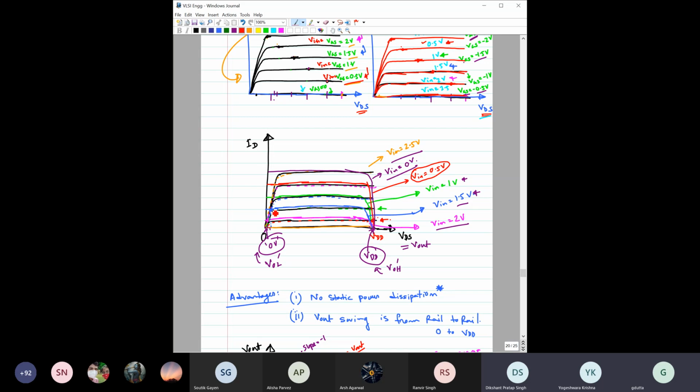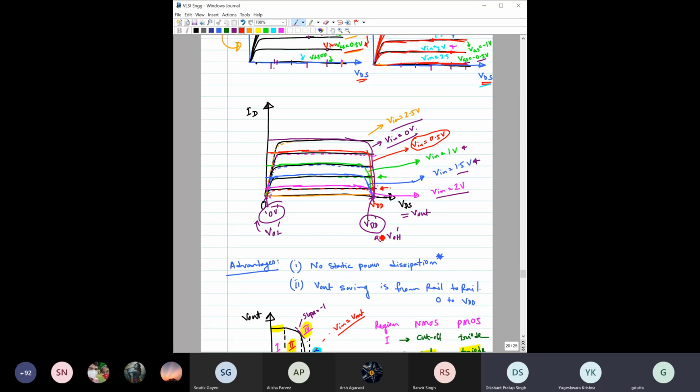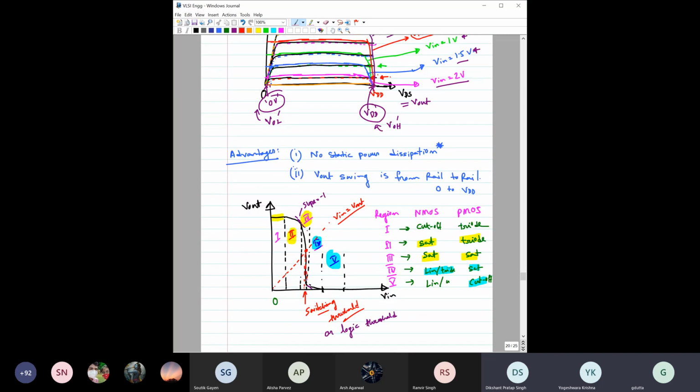Like that we have done. This point, this point, and after that it will go to this. It will start from here, go to here, then from this point to this point. From this voltage transfer characteristic, it is quite clear that this point is nothing but VDD. So VOH is equal to VDD, and VOL is equal to 0.